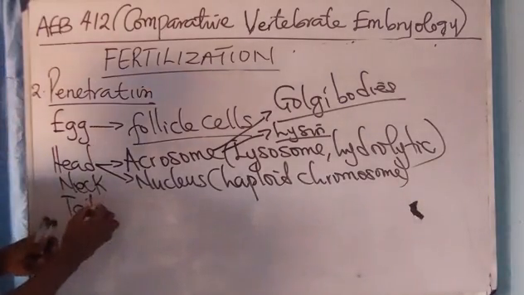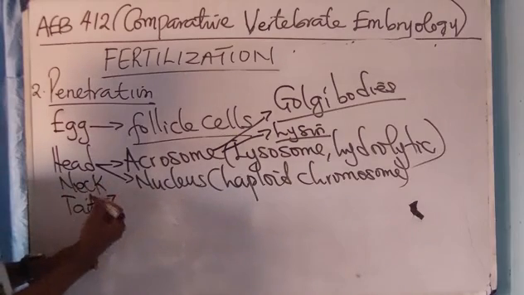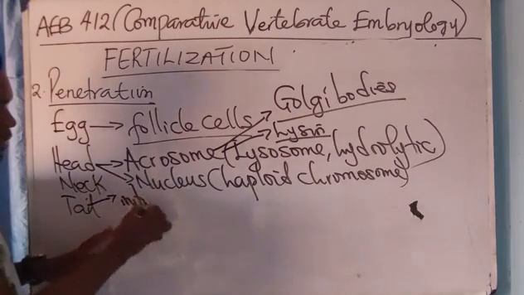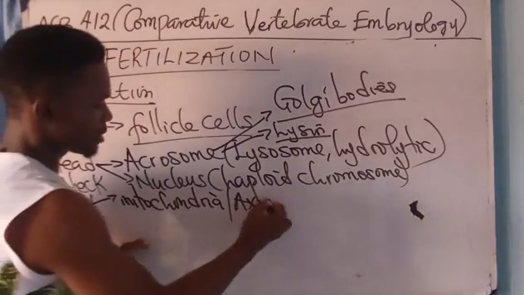However, I told us that the first division of the tail is made up of the mitochondria and the axial filaments.